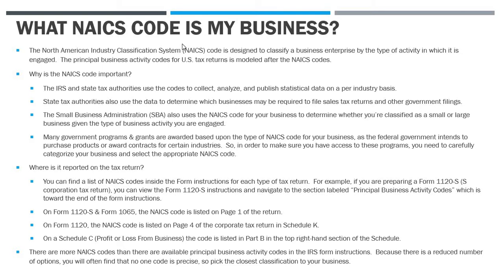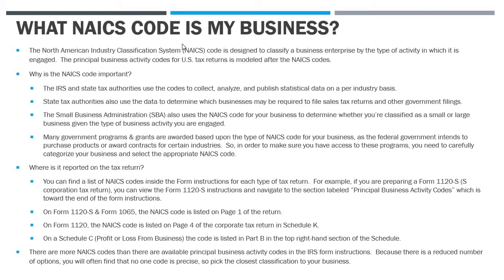Okay, now the principal business activity code is what you see on your tax return. So if you're looking at your Form 1120S or your 1065 and it asks you to enter your principal business activity code, this is a similar concept. These codes are based on the NAICS system, but they're not exactly the same. There are actually more NAICS codes than there are principal business activity codes.